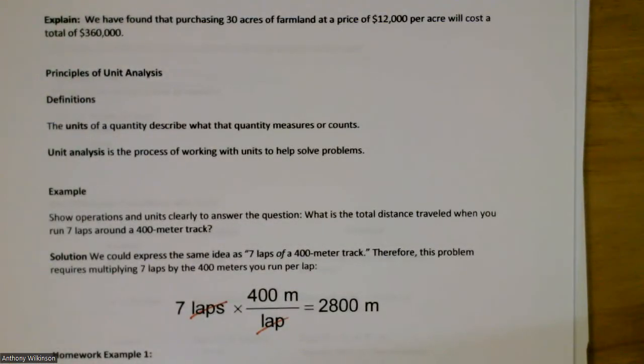So we multiply 7 times 400, which would be 2,800 meters. So to answer this question here, the total distance traveled would be 2,800 meters.